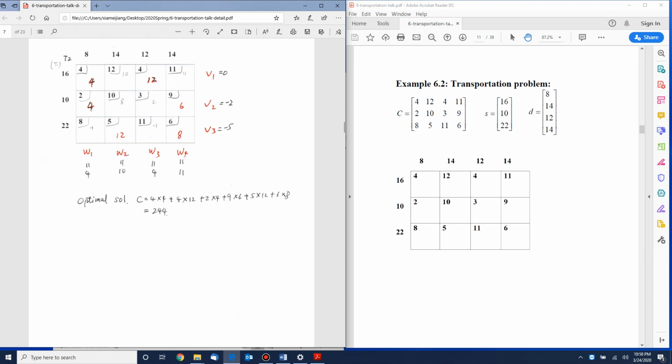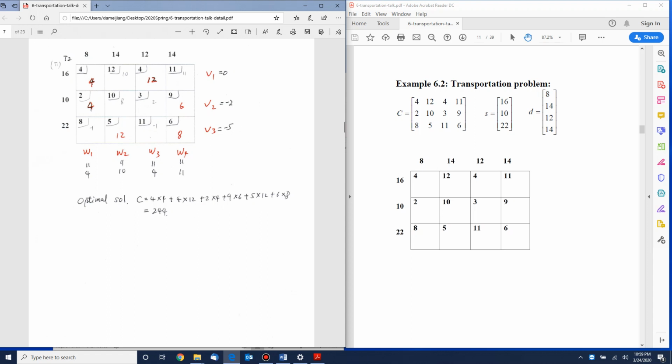Now when we check it, 10 minus 12, 11 minus 11, 8 minus 10, 2 minus 3, minus 1 minus 8, minus 1 minus 11. All of them are less than or equal to 0. So in this way, we reach the optimal solution. In the optimal solution, C equals 2, 4, 4.